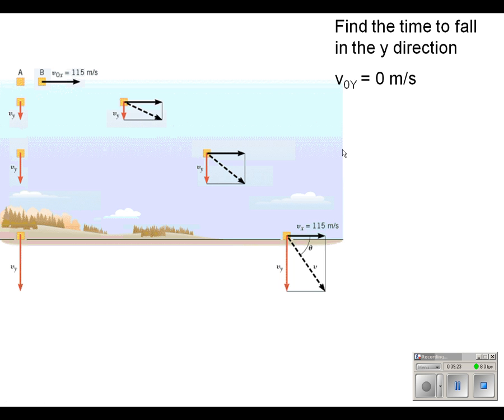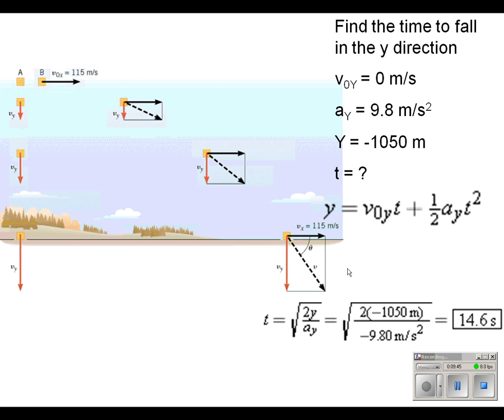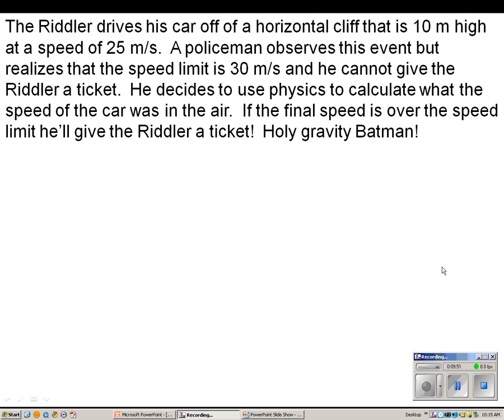So find the time to fall in the y direction. Our initial velocity in the y direction is 0 meters per second. Acceleration in the y direction is negative 9.8 meters per second squared, or negative 10 meters per second squared. The delta y is negative 1,050 meters. The time is what we want to solve for. So we use our equation y equals v0t plus 1/2 at squared, and we come up with an answer of 14.6 seconds after plugging in all our values.